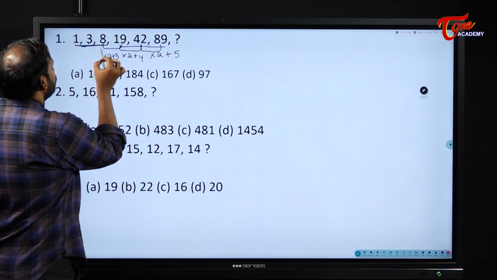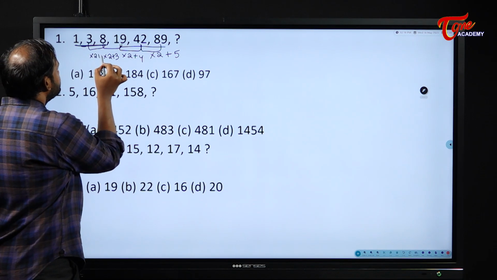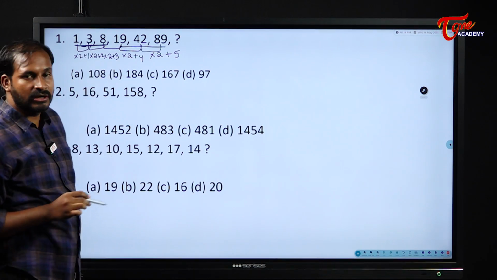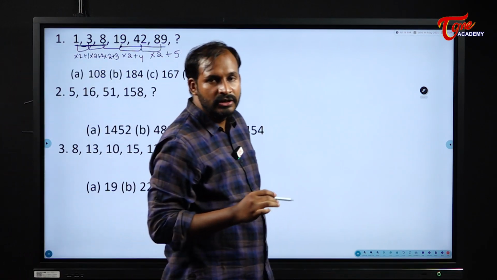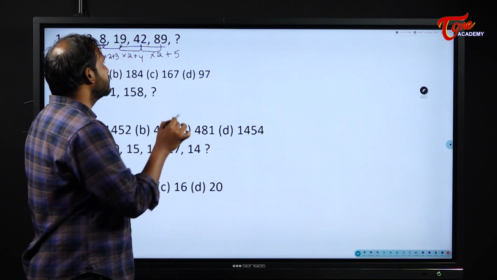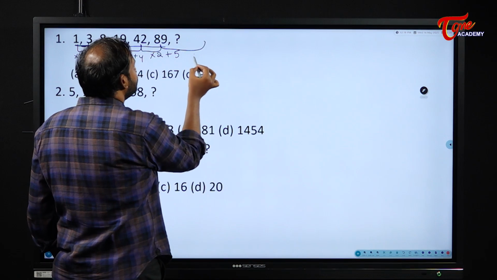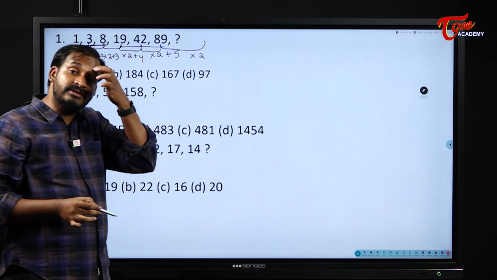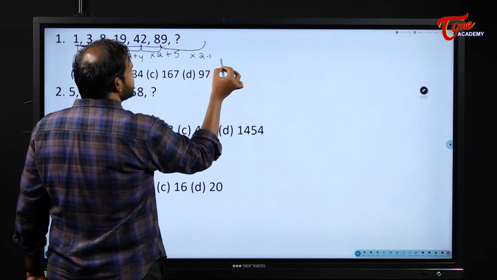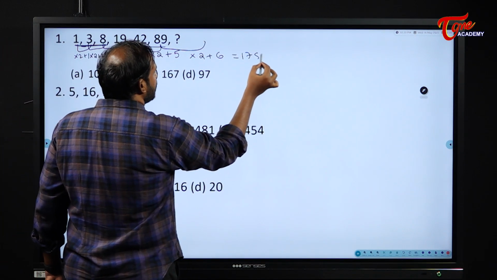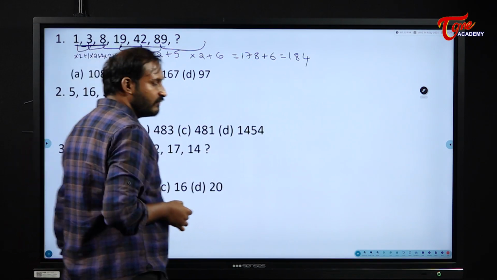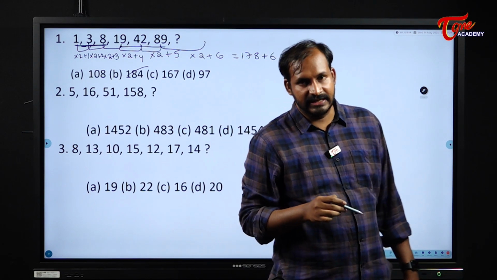Next, 3 to 8, what does it become? Into 2 plus 2. Next, into 2 plus 1. So the logic here is multiplied by 2 and then added with 1, 2, 3, 4, 5 and so on. So the same logic continues here also. 89 2s are how much? 178. 178 plus 6, what will you get here? 184. So our answer here becomes 184. Option B will be our answer here.